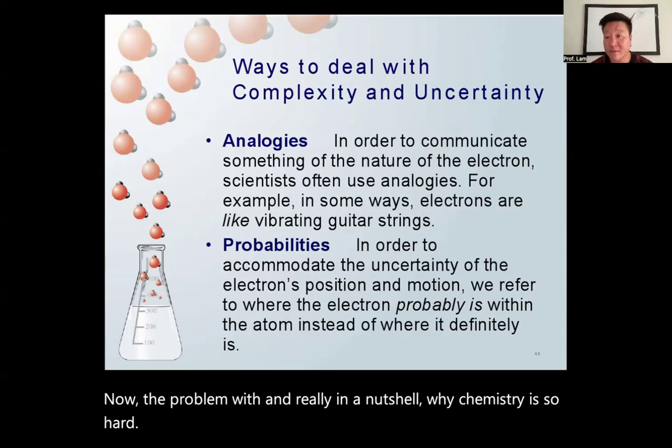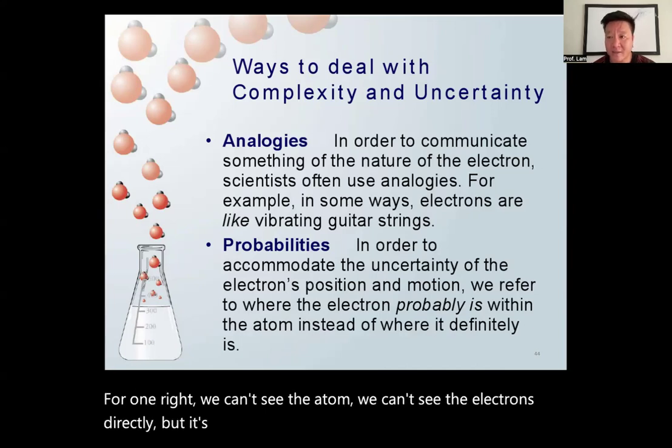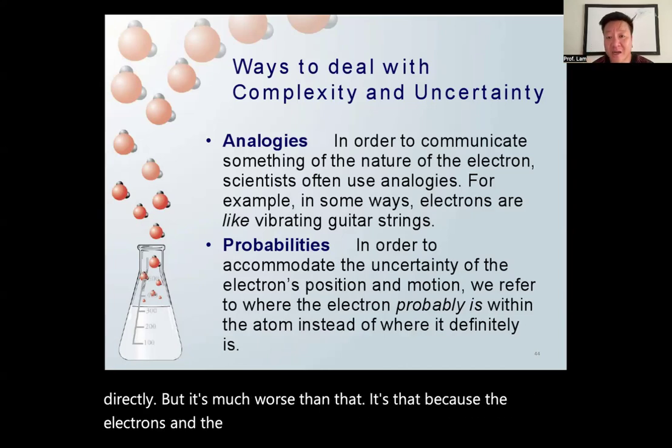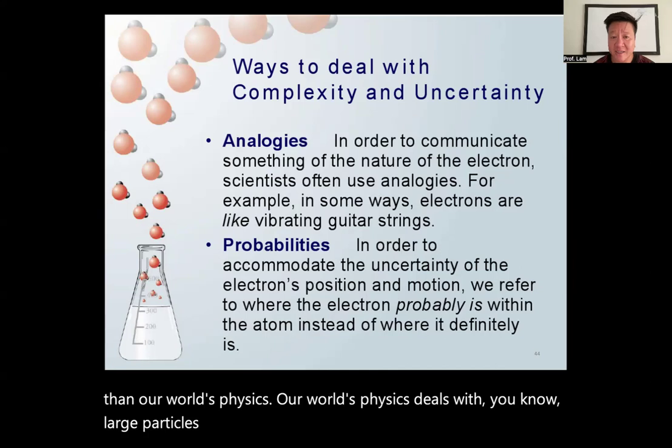Now, in a nutshell, why chemistry is so hard. Well, for one, we can't see the atom, we can't see the electrons directly. But it's much worse than that. It's that because the electrons and the atoms are so tiny, their physics is totally different than our world's physics. Our world's physics deals with large particles. Electrons are extremely tiny and they play by a different rule.